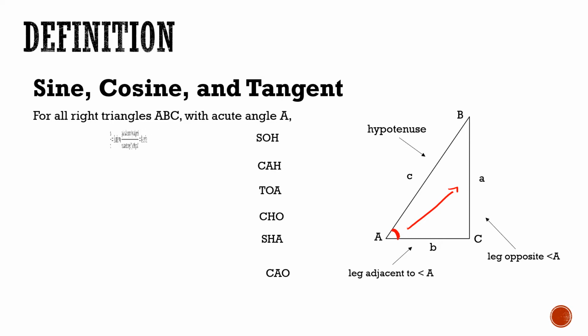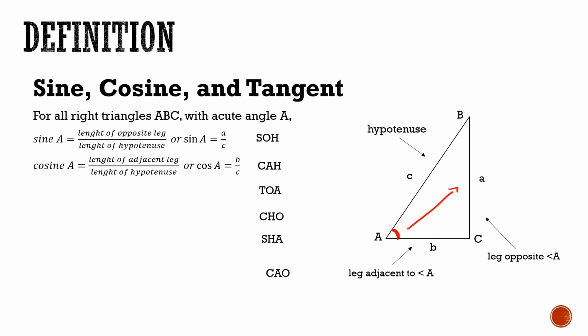Sine A is equal to the length of the opposite leg over the length of the hypotenuse, that is sine A equals A over C. Cosine A is equal to the length of the adjacent leg over the length of the hypotenuse, that is cos A equals B over C. Tangent A is equal to the length of the opposite leg over the length of the adjacent leg, that is tan A equals A over B.